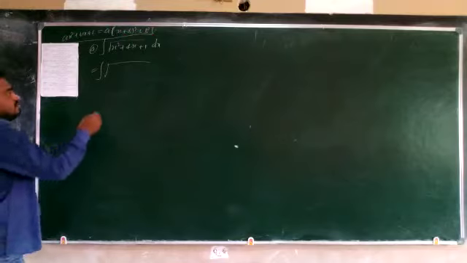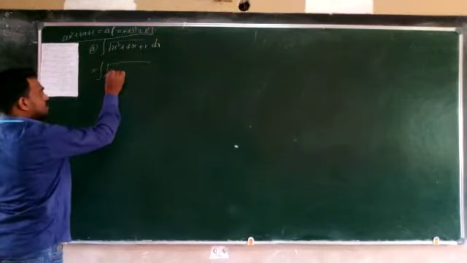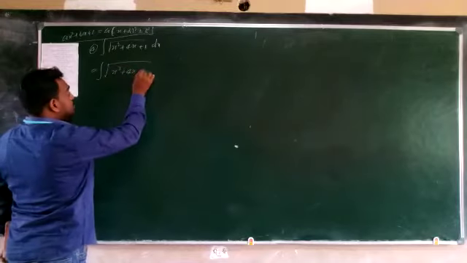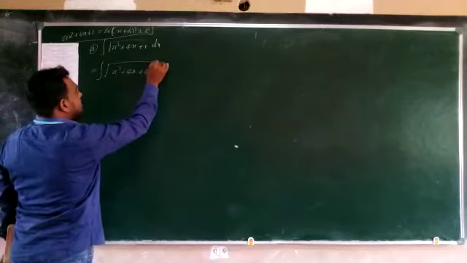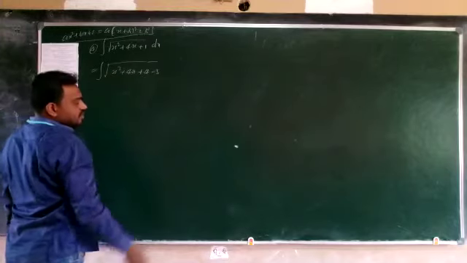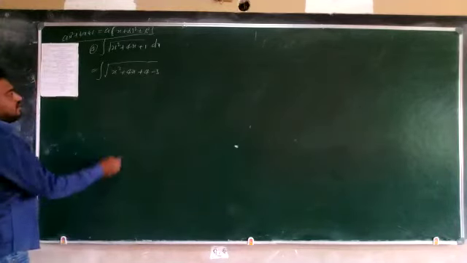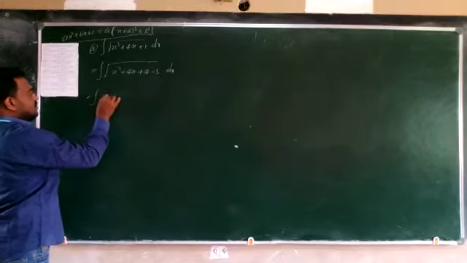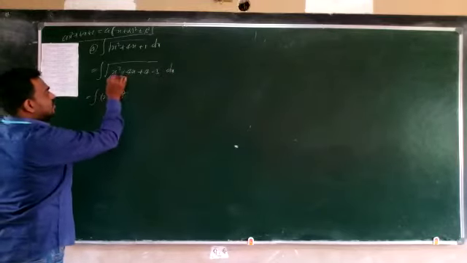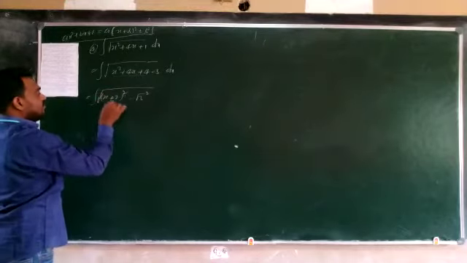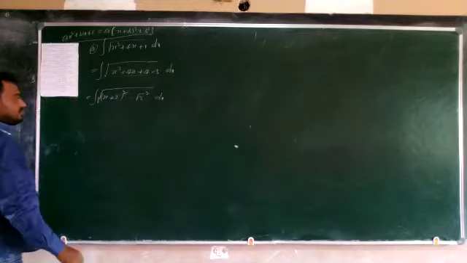So what I am writing is square root of x² + 4x, next plus 4 minus 3. 4 minus 3 is 1, and x² + 4x + 4 is equal to 1·(x + 2)² dx. So this is equal to the integration of square root of (x+2)² up to this term, and 3 is equal to (√3)², I am writing, dx.